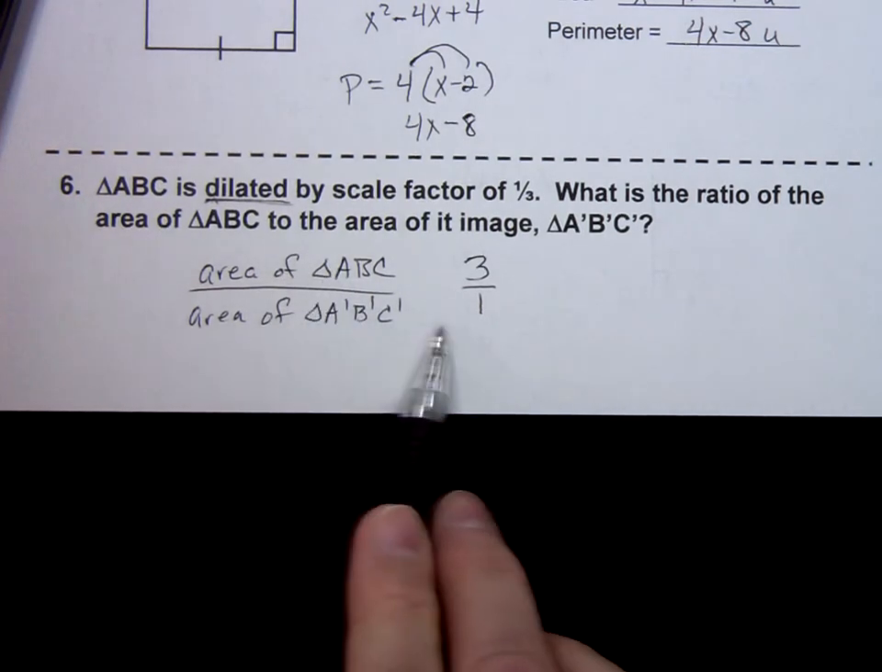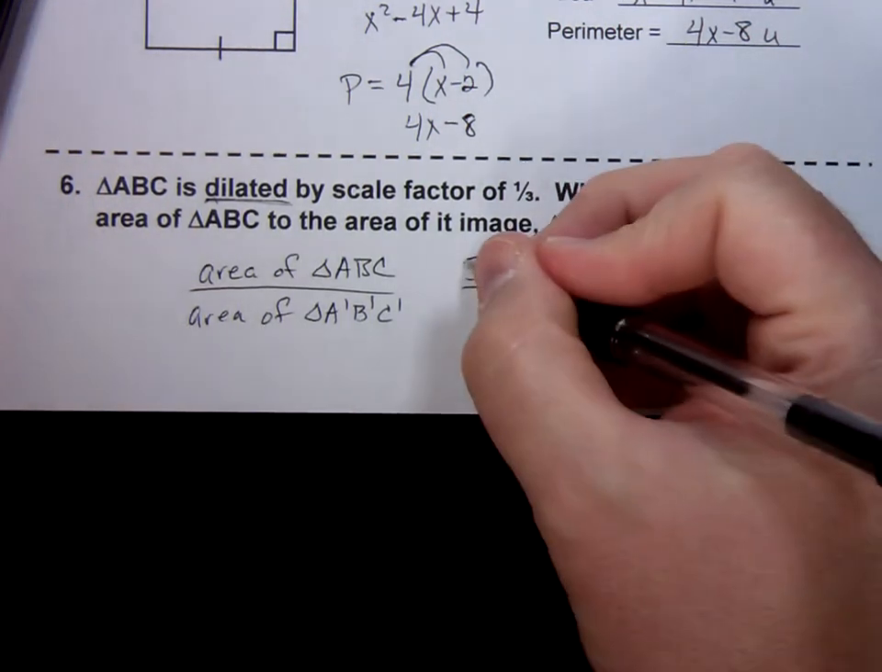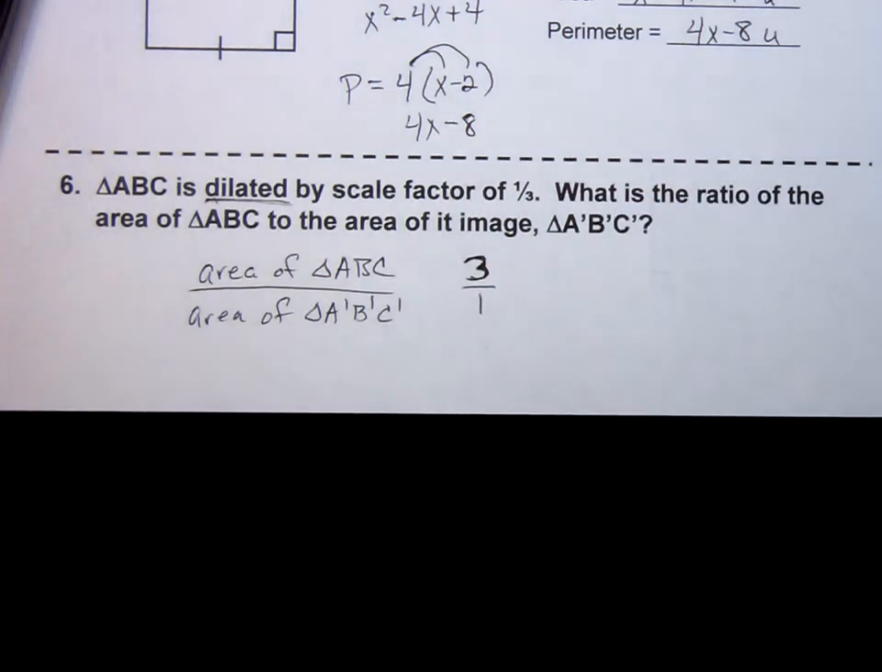I'm sorry, I forgot one step. I'm going to flip that. The 3 is representing the original triangle, and the 1 is representing the new triangle.